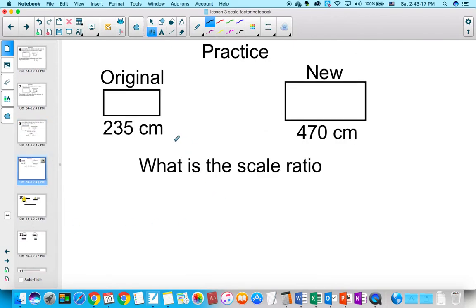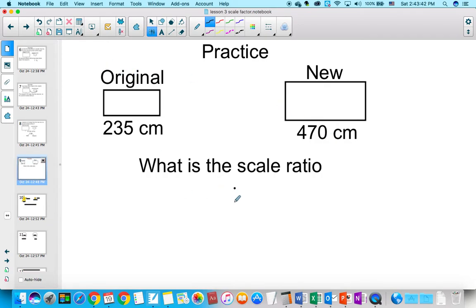So try and take a look at these two and see what the scale ratio is. We have the original at 235, and we have the new rectangle at 470 centimeters. What is the scale ratio? So pause the video, see if you can do it on your own. All right, so if you paused the video and solved it, this is how you do it.